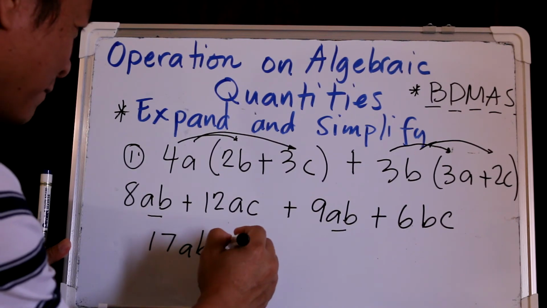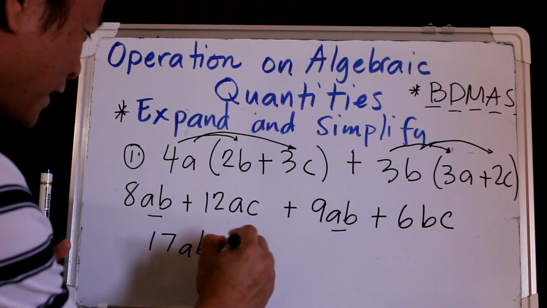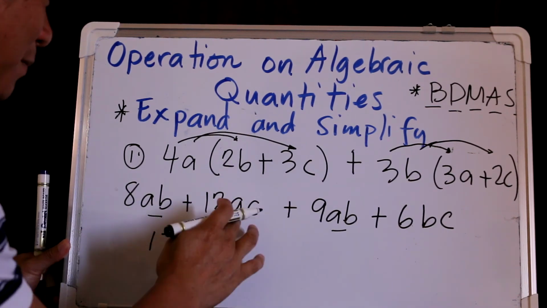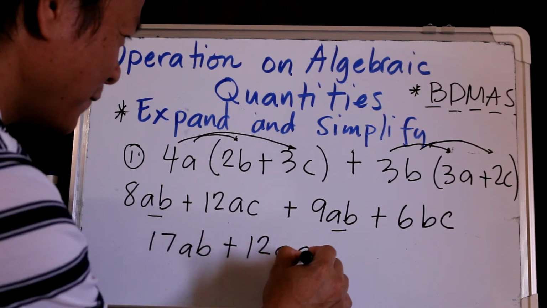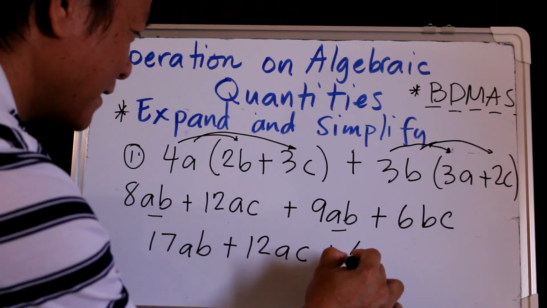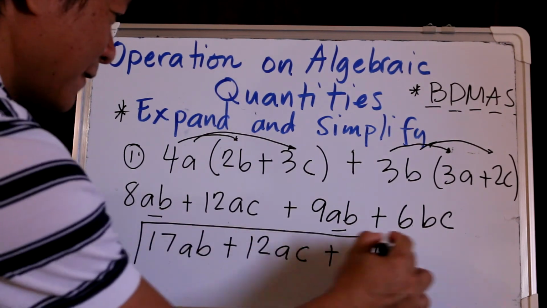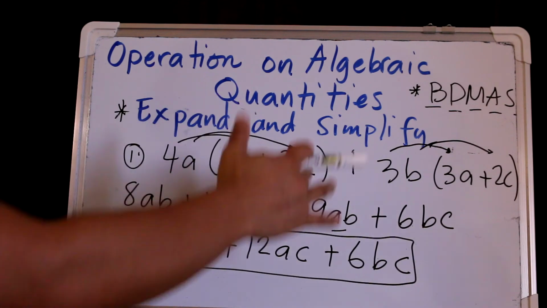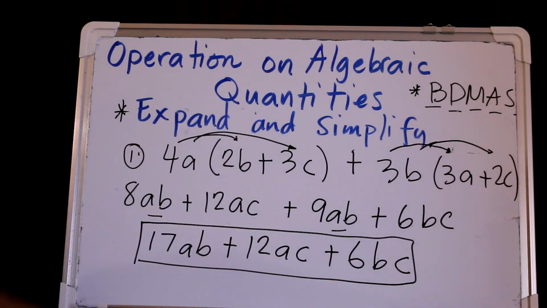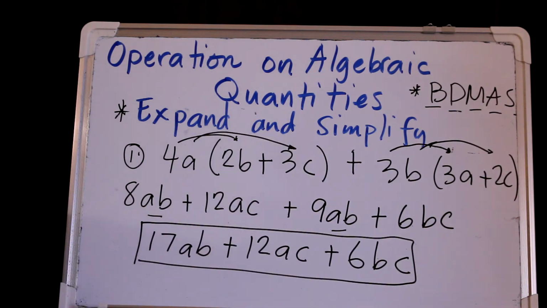Then you can have this or that, but we are going to arrange again. Remember the arrangement. So alphabetically this would come first. 12AC plus 6BC. Okay, so we have just expanded and then simplified it. So we cannot add more. So this will be our most simplified answer.